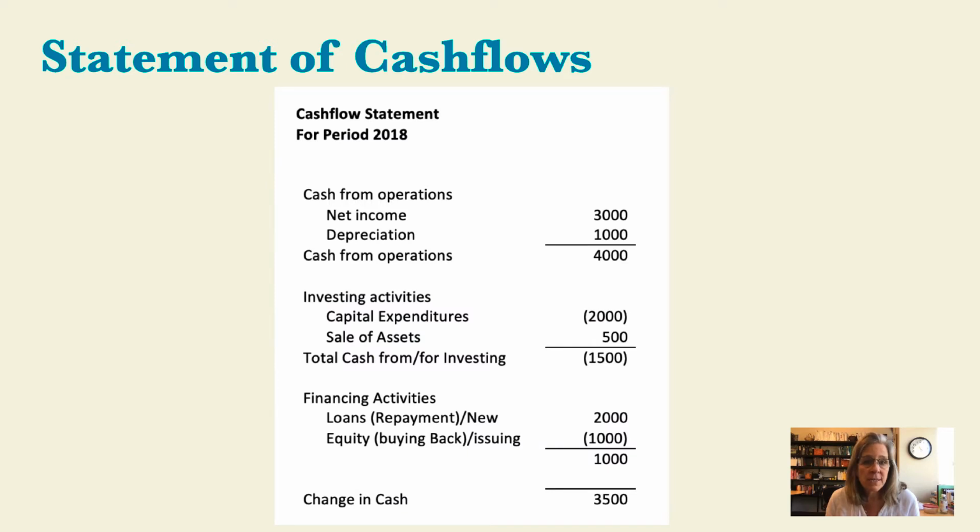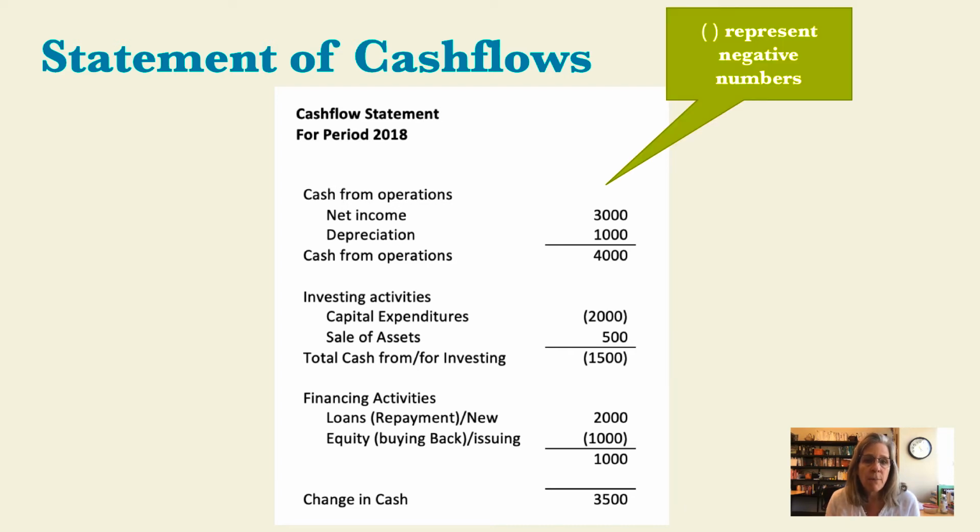So this is an example of the cash flow statement. You can see there are 3 sections. The first is the cash from operations, which is that inflow portion. And then the investing activities and the financing activities are usually thought of as how you're using that money. And then the change in cash is the difference between the beginning balance and the ending balance. We're going to go through each of these line by line.